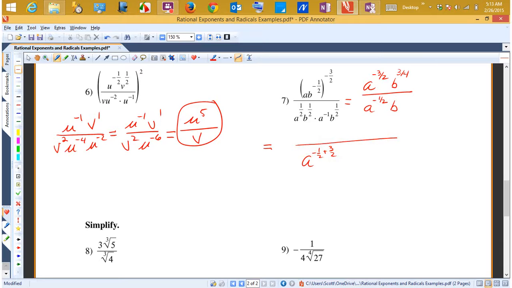And for the b's, the b is the largest exponent. That would have an exponent of 1. So 1 minus 3/4 would be b to the 1/4 in the denominator. So what I would have is 1 all over negative 1/2 plus 3/2. That's 1. So I've got a b to the 1/4. Now technically, this shouldn't look like this, because I have a 4th root in the denominator.